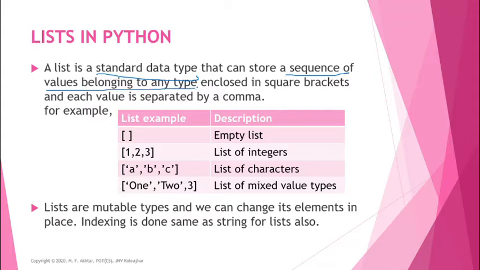belonging to any type. We can have numbers, we can have strings, we can have tuple, we can have another list in a list. All must be enclosed within square brackets, and each value must be separated by comma. Comma tells that there is another data in the list. See, so many examples are here.